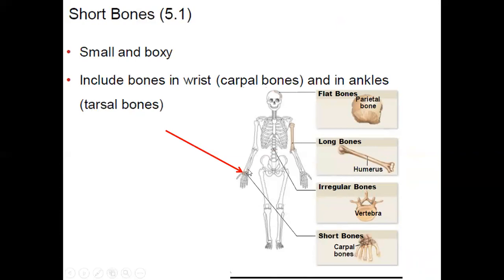So right here, the bones of the forearm, remember this is the radius and this is the ulna medially. These are your carpal bones. Those carpal bones make up the bones of your wrist. There's 8 of them. And remember, on either side of these carpal bones is all long bones. Down here in the lower leg, the tibia and the fibula are long bones as well. But down in the ankle, what makes up your ankle are called the tarsal bones. Those tarsal bones are also short bones.